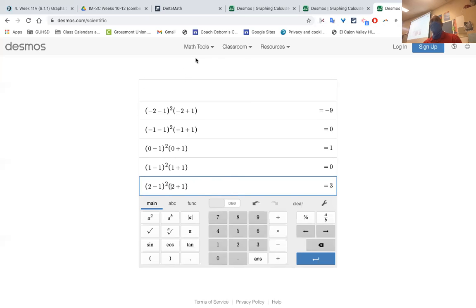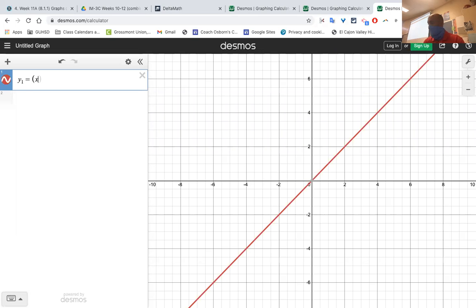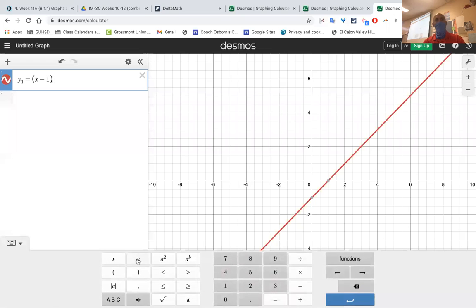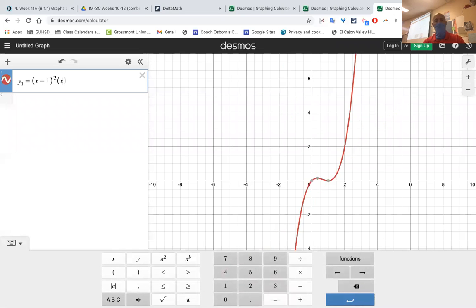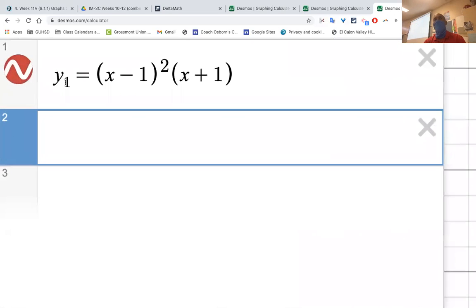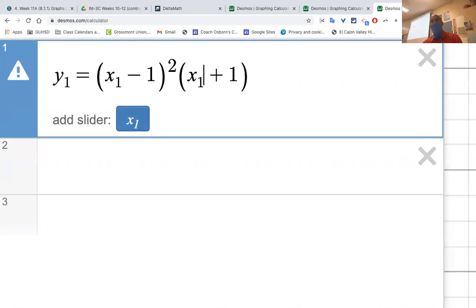Another way to do that. Okay, what I do is I write y, I click 1, and I write out the function. So I do x, let's see, minus 1. Okay, then I'm going to put the squared, x plus 1. And then what I do is I go to the next line. And what's important, guys, is that I had to put a 1 there. And actually, right after the x, I also have to put a 1.